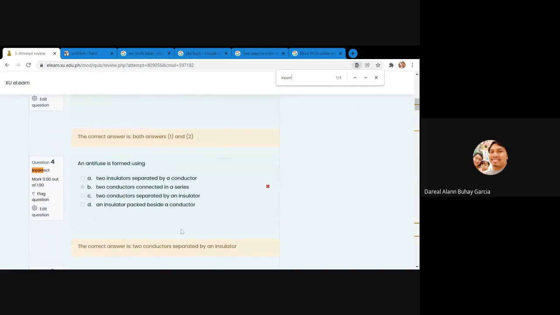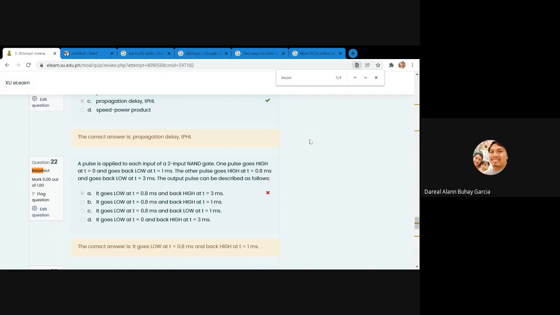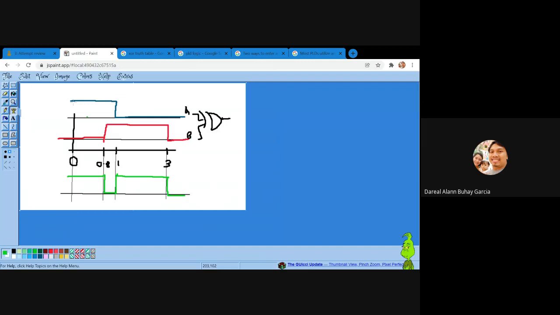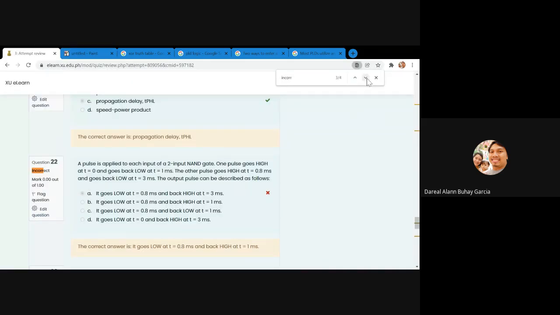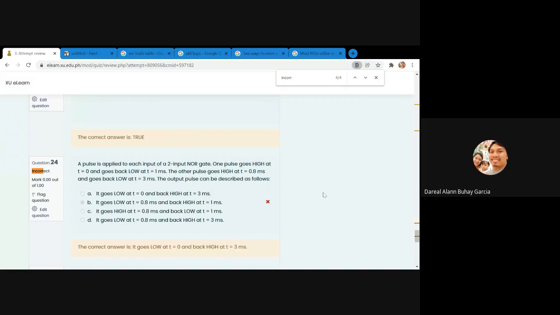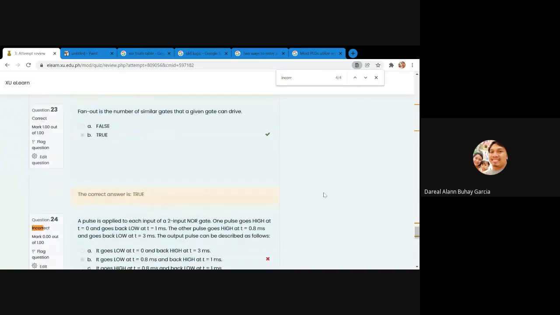Anti-fuse is two conductors separated by an insulator din. Okay. Keep that in mind lang. Two ways to enter. This is correct. Text and graphic din. Okay. Correct itong fan out. True.